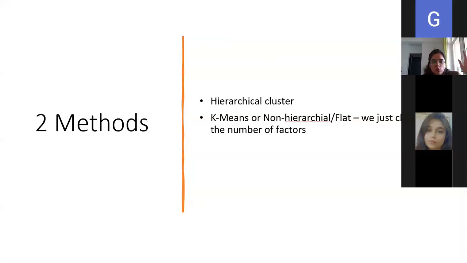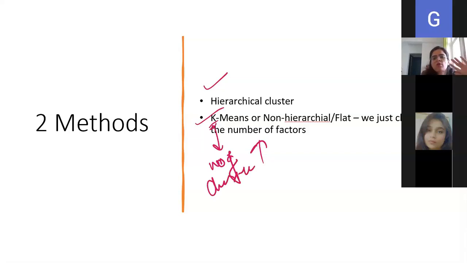Let me show you. There are two ways of doing this. One is hierarchical clustering, and another is k-means. In hierarchical clustering, you don't know how many clusters you will get, whereas in k-means, you actually feed the number of clusters. That is k, the number of clusters. This is a kind of a priori thing. So first we run hierarchical clustering and get a dendrogram, then we select the number of clusters, and then we feed that into k-means, run it and get the clusters.